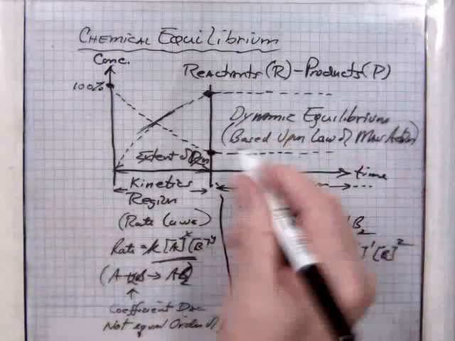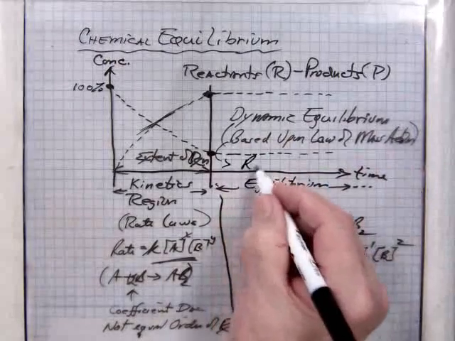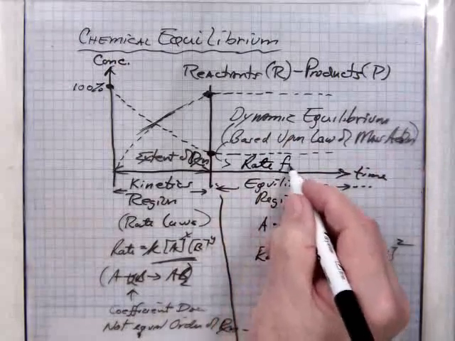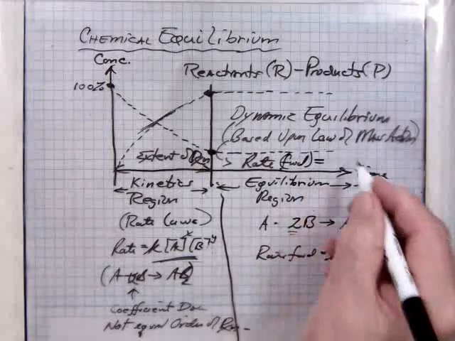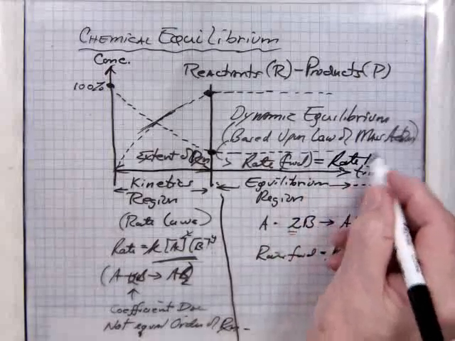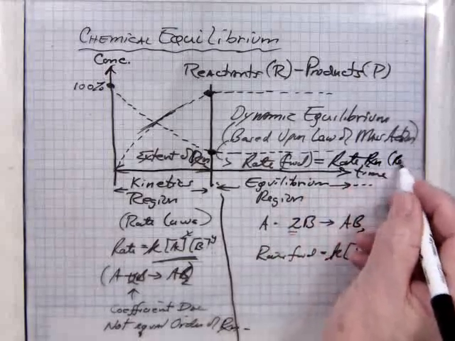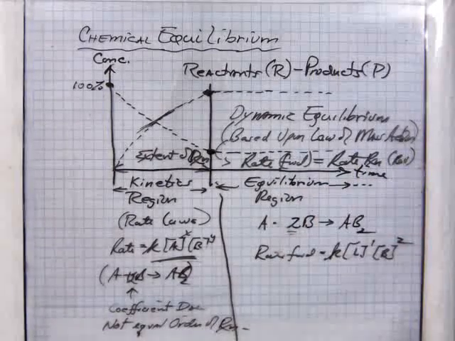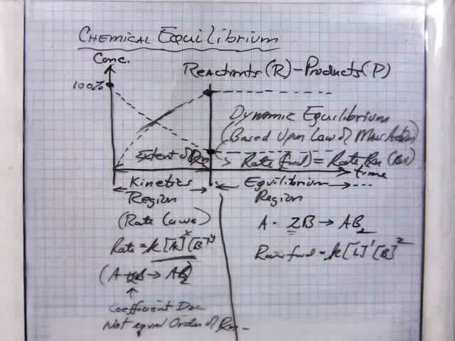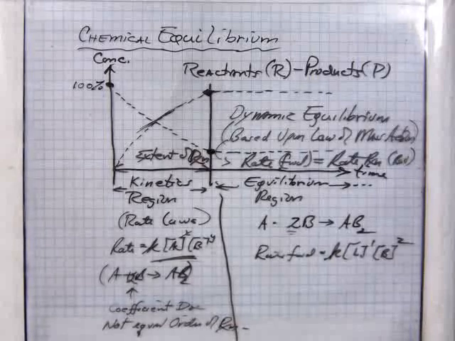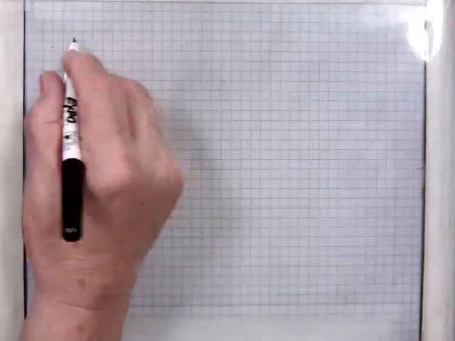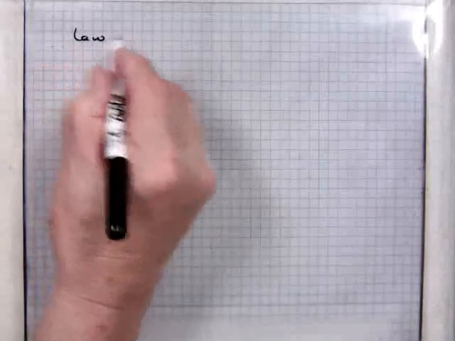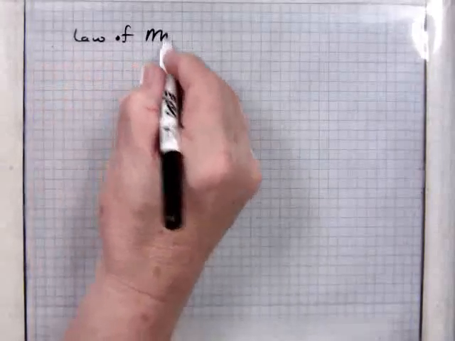And that dynamic equilibrium analysis is based upon what we call the law of mass action. And the law of mass action says that the rate of reaction forward is equal to the rate of reaction in reverse. That is the law of mass action, and sets the stage for developing the analysis of chemical reactions in the equilibrium region.